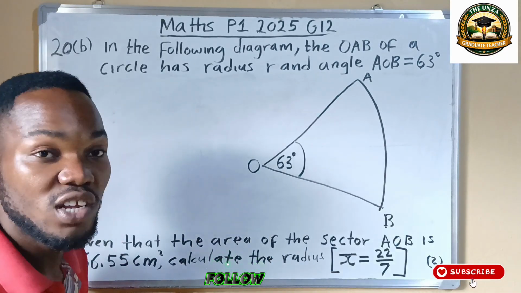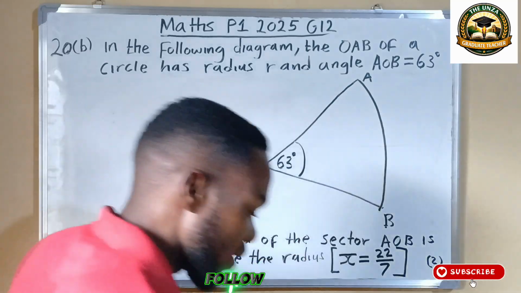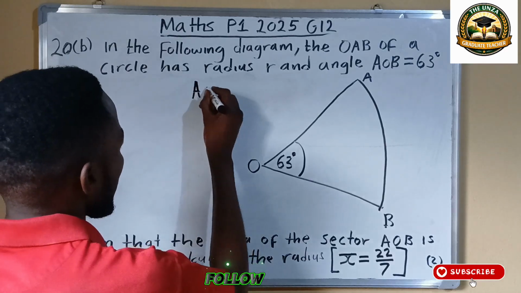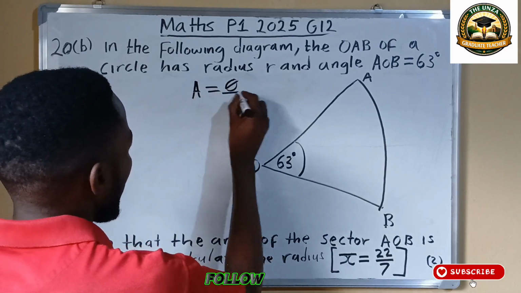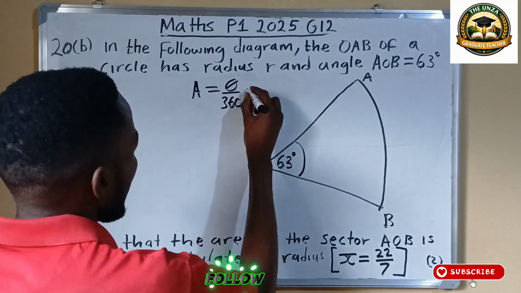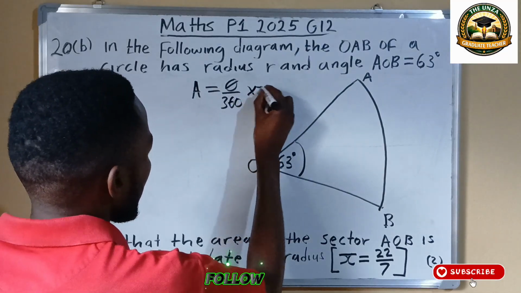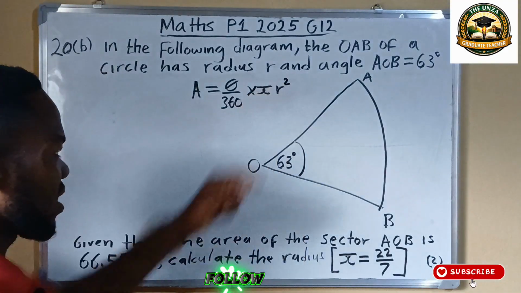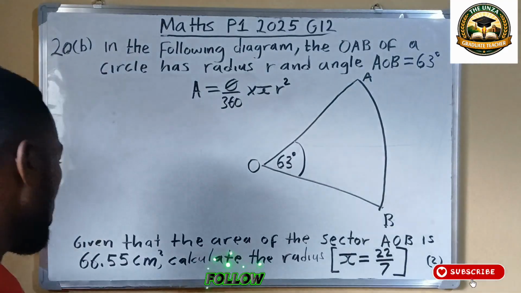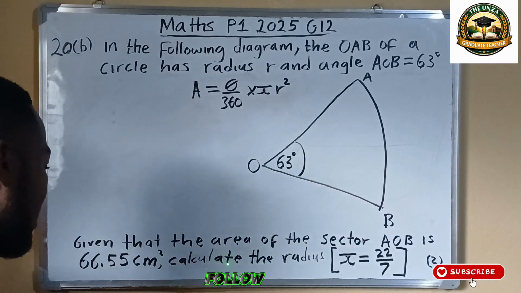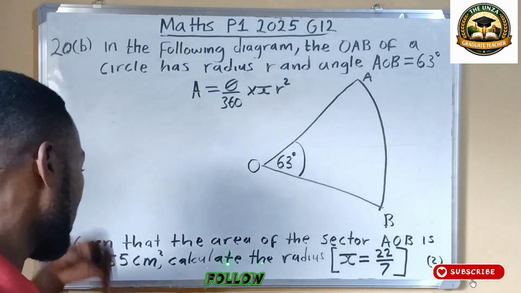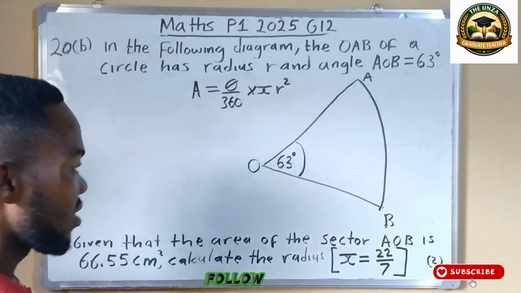So for you to solve this question, you must first understand the formula of the area of the sector. I say area of the sector is equal to theta over 360 multiplied by pi times r squared, which is radius. So now in this question, you have been given the area, 66.55. They were given already the area, and they were told to find the radius.